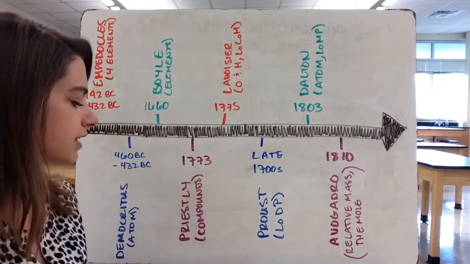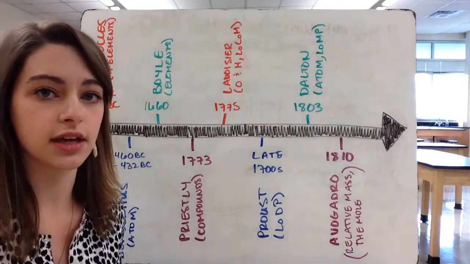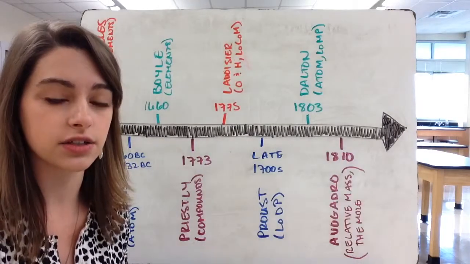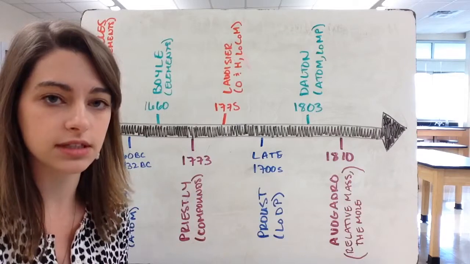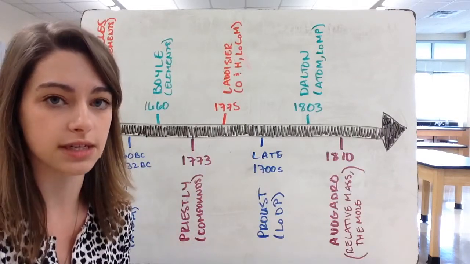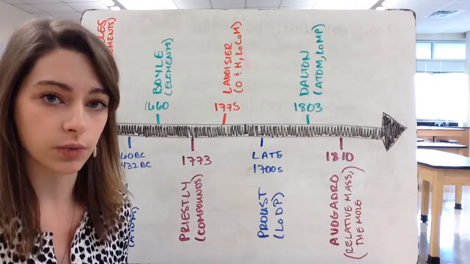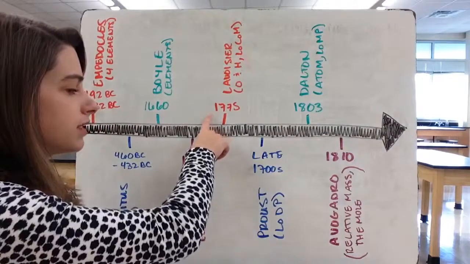Jump to 1773, and we meet Joseph Priestley. Priestley was the first scientist to do studies that determined that some compounds, some substances, can be broken down into smaller pieces. He didn't know what they were. We didn't know what they were until 1775.